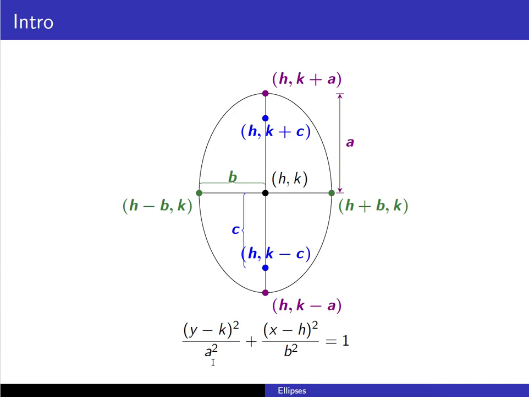So if a is longer than b, then a squared has to be bigger than b squared. So here we have for a tall ellipse, an ellipse that's taller than it is wide, (y minus k) squared over a squared plus (x minus h) squared over b squared equals 1.